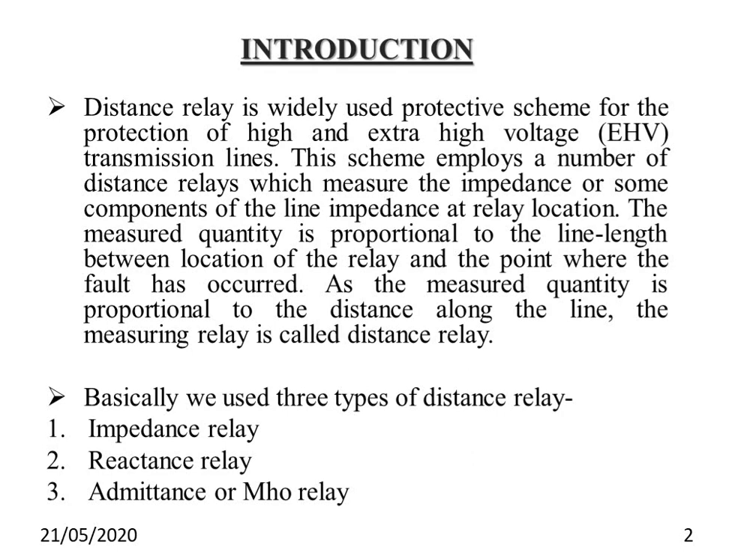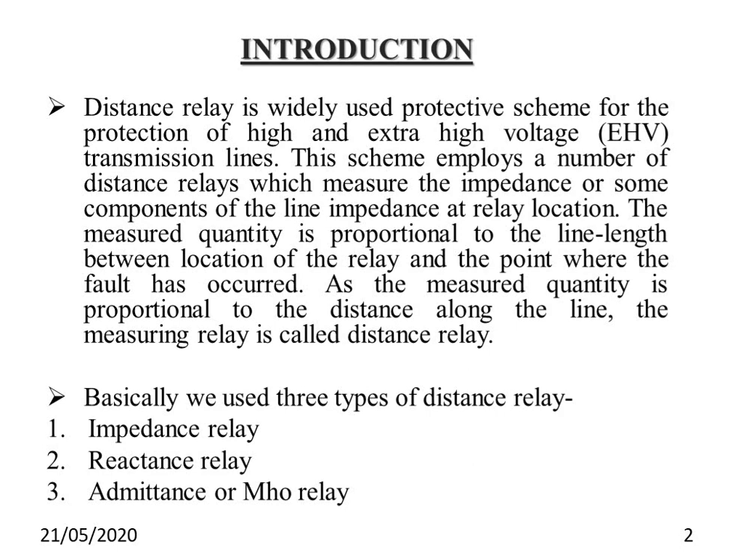This scheme employs a number of distance relays which measure the impedance or some components of the line impedance at the relay location. What are some components? Along with impedance, some relays measure the reactance also, or admittance. So these are the components of the impedance. These quantities can be measured by the distance relay, and as per the measuring of these components, the types of distance relay can be segregated.